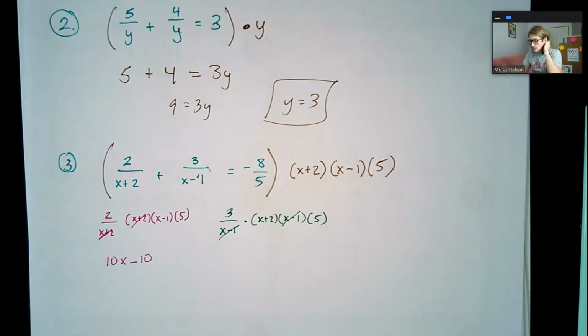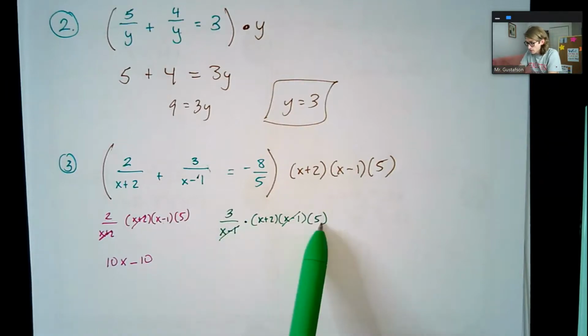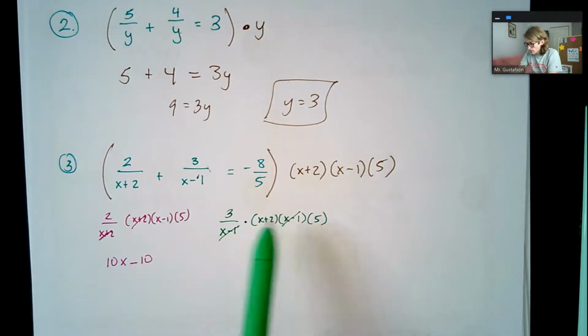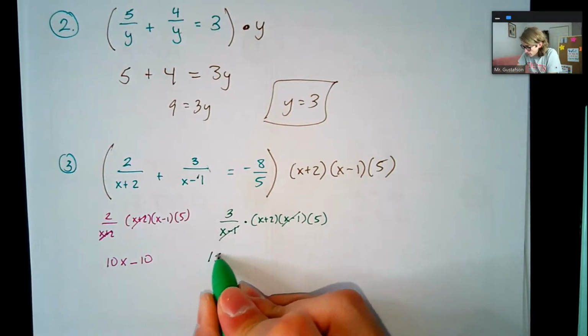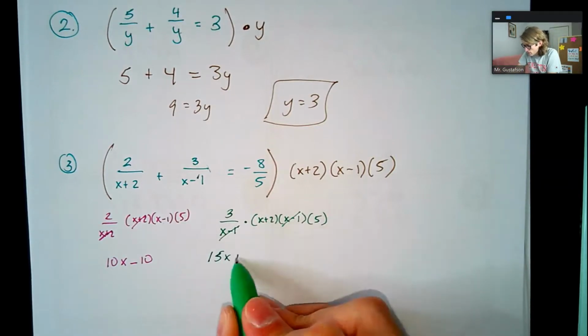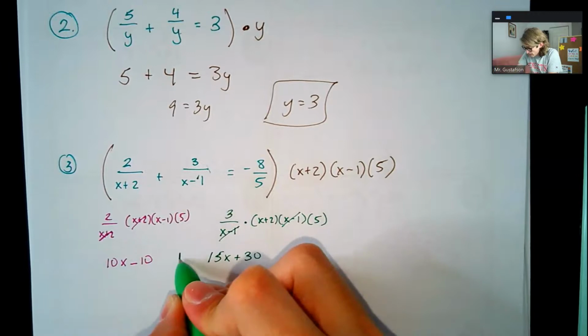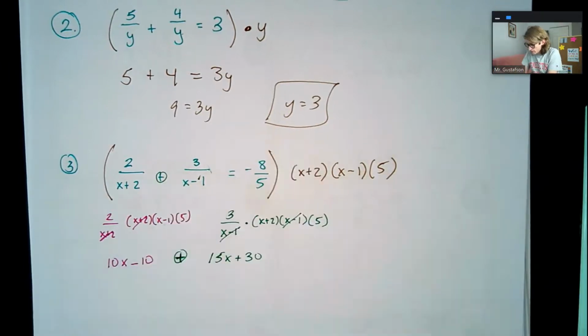Think about what's canceling. We're going to do 3 times x plus 2 times 5. So 3 times 5 is 15, times x is 15x. 15 times 2 is 30. And there's a plus sign in between those two things. There's that plus sign. So now we have 10x minus 10 plus 15x plus 30.